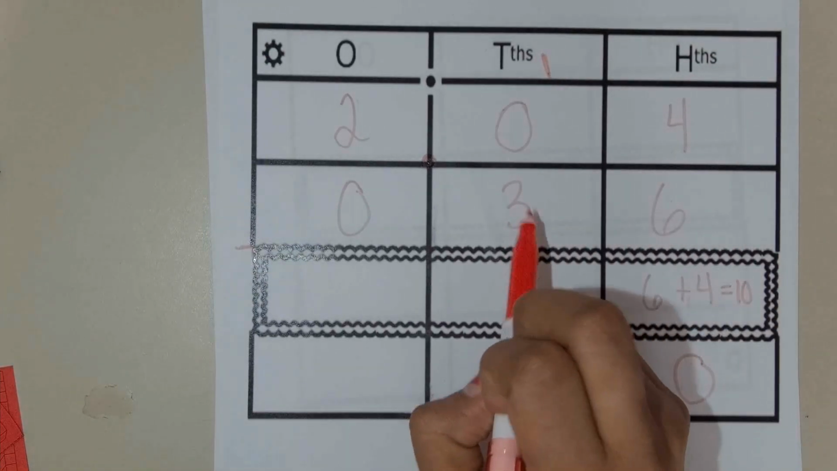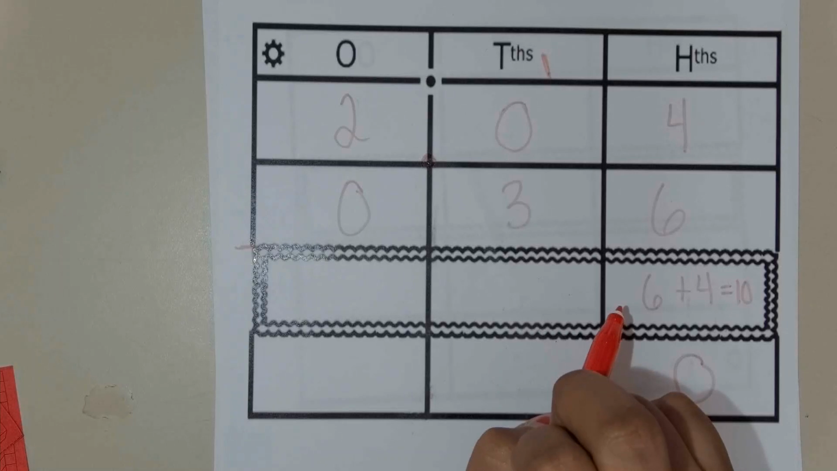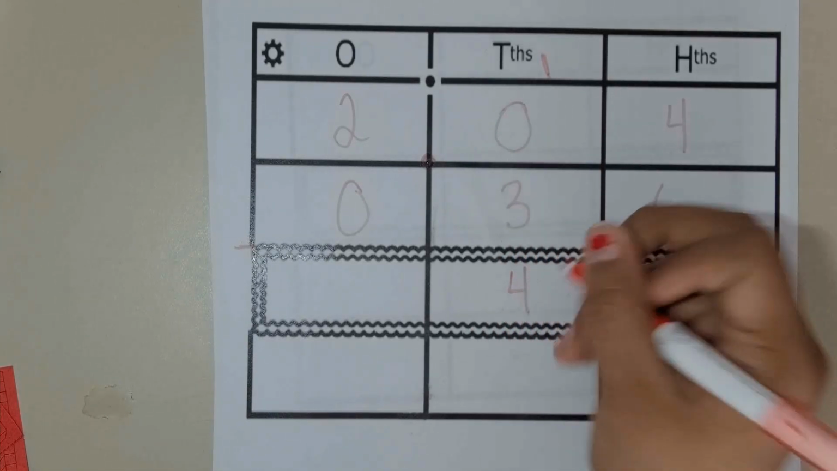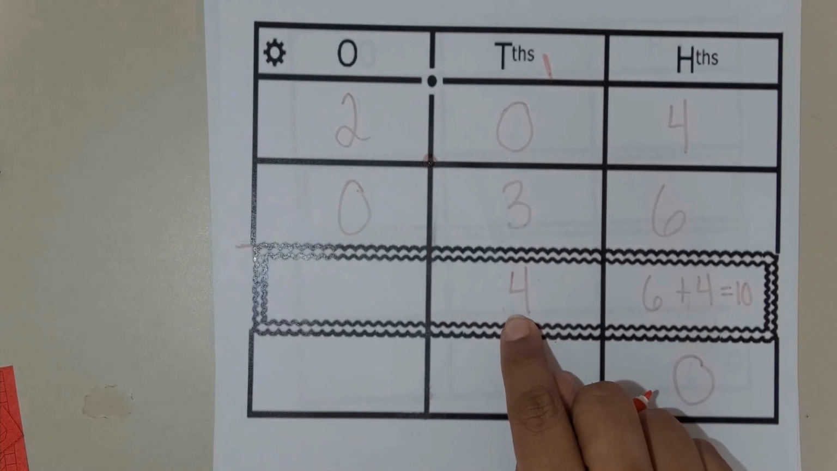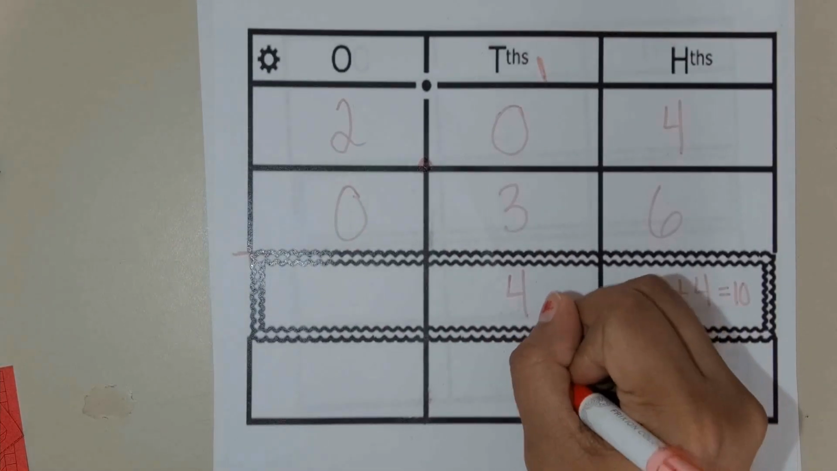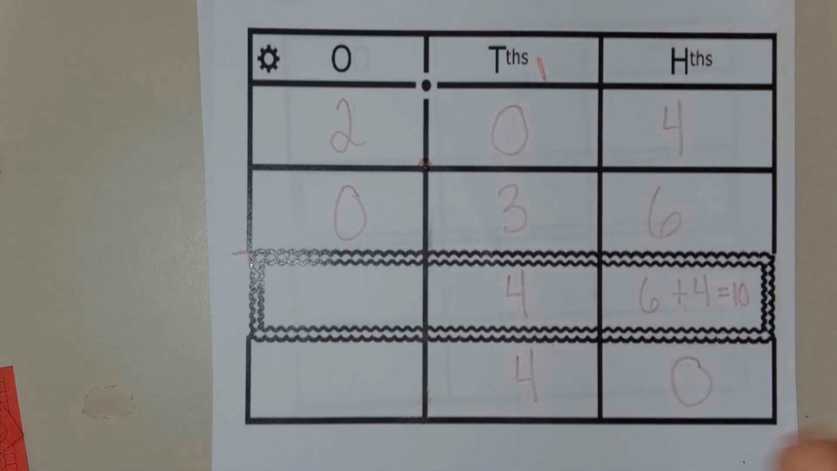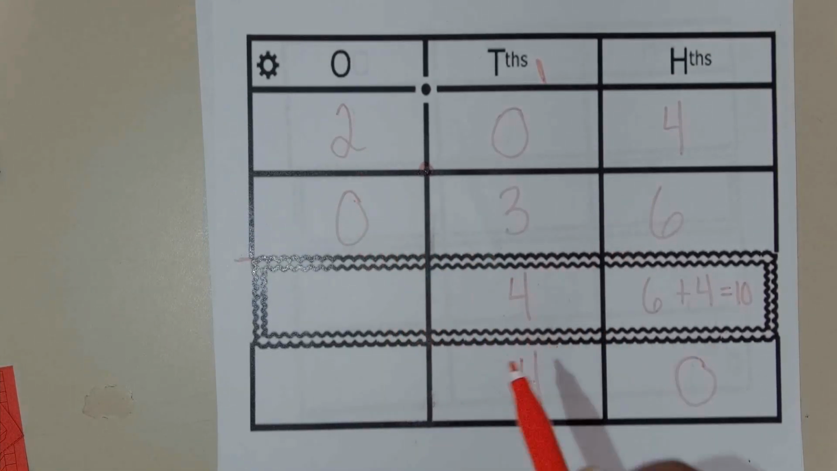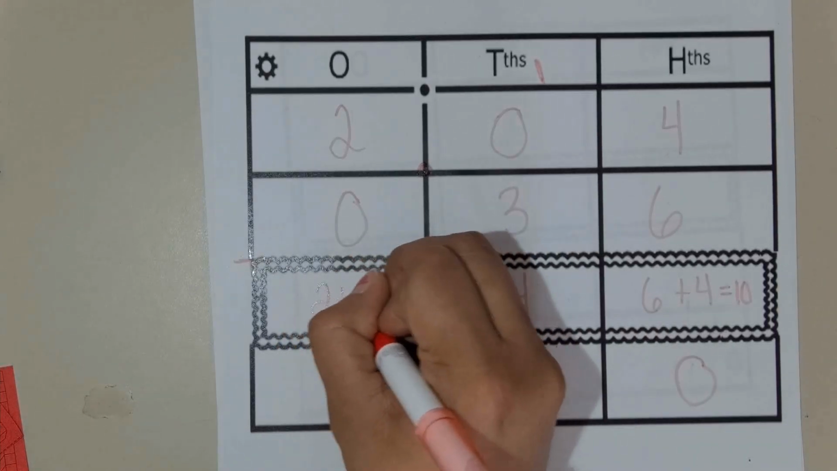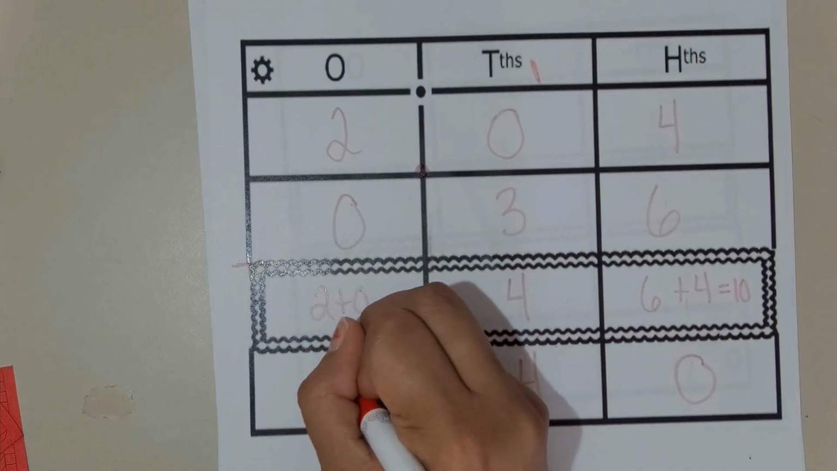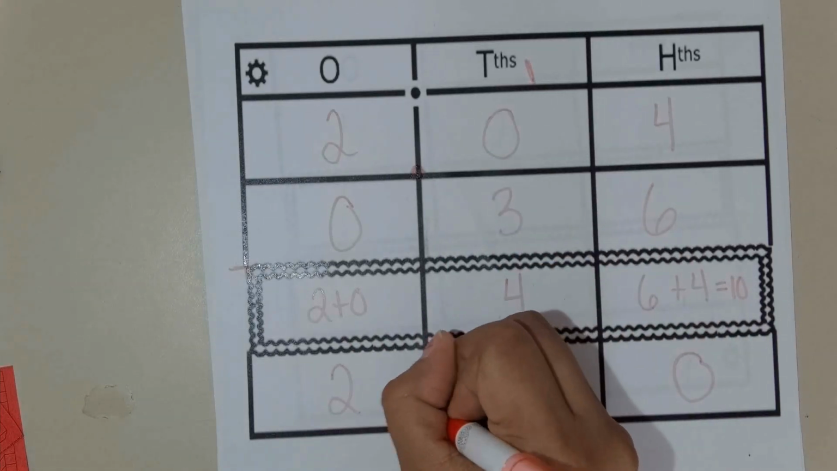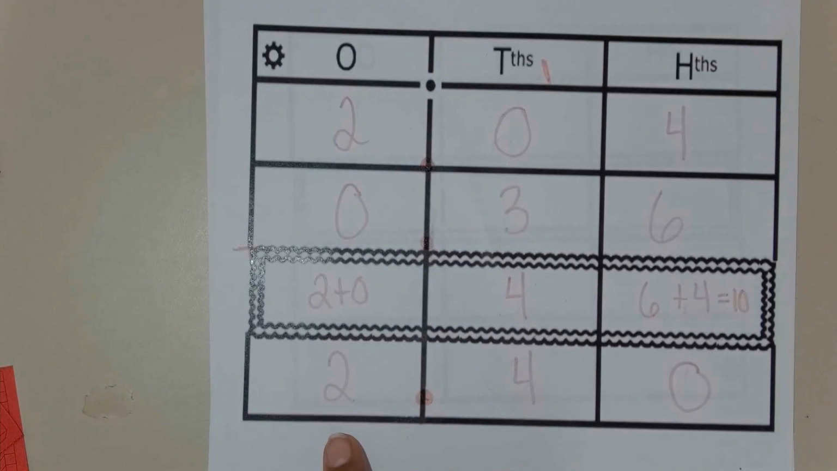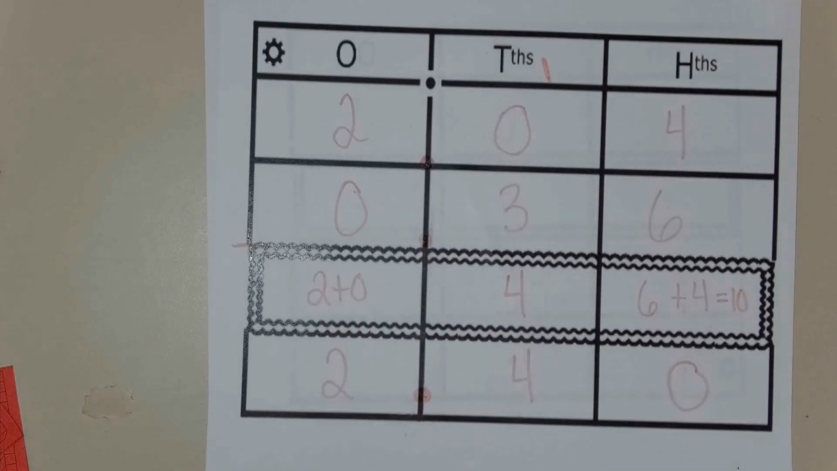Now I have 3 tenths, including one that we had from our hundredths. So 3 plus 1 is 4. Do I have enough to make it to a flat? No, I do not, so I just bring that 4 down. Now I look at my ones. I have 2 and I have 0. 2 plus 0 is just 2. And I cannot forget to include my decimal, because remember, my decimal stays in line. So I have 2 and 4 tenths.